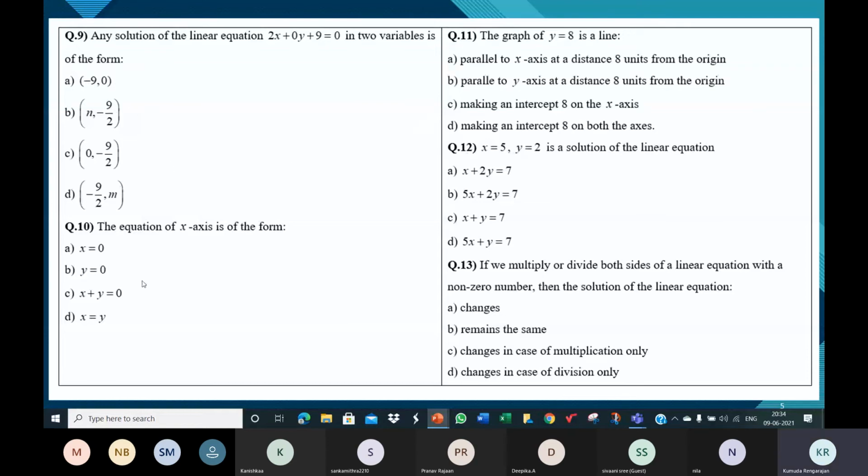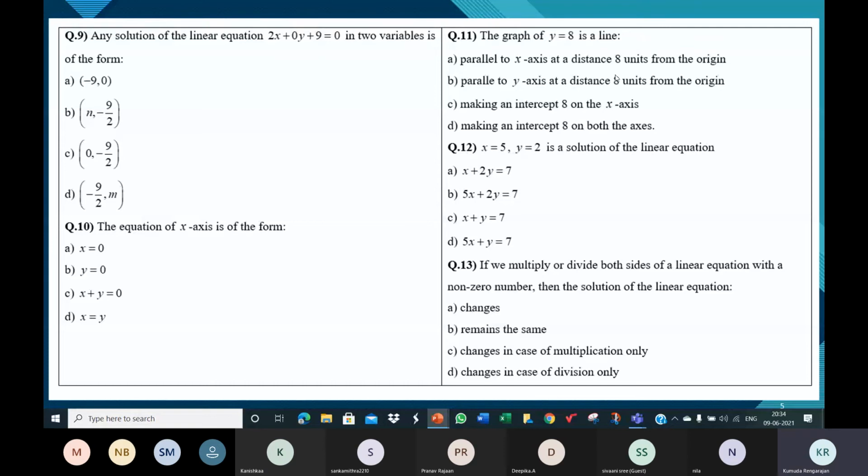All right. Yes, question number 10, children. Y is equal to 0, ma'am. The equation of the x-axis is of the form y is equal to 0. All right. 11th one. Option A, ma'am.